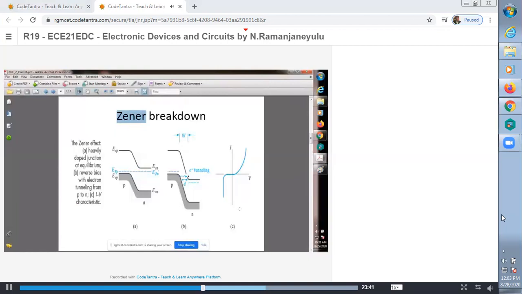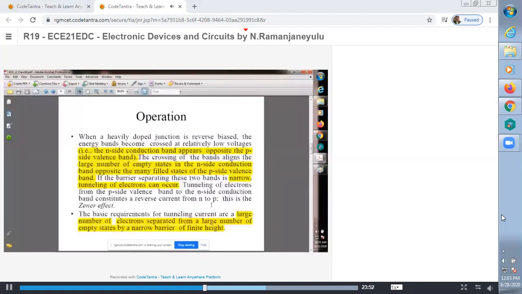Right. Once a large number of charge carriers move from this side to this side, a huge number of carriers crossing the junction results in a weak current flowing through the PN junction. The basic requirement for tunneling current is a large number of electrons separated from a large number of empty states by a narrow barrier of finite height.